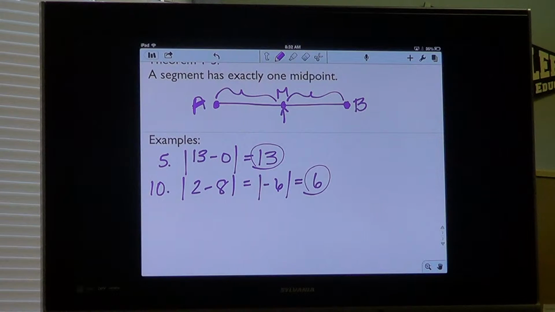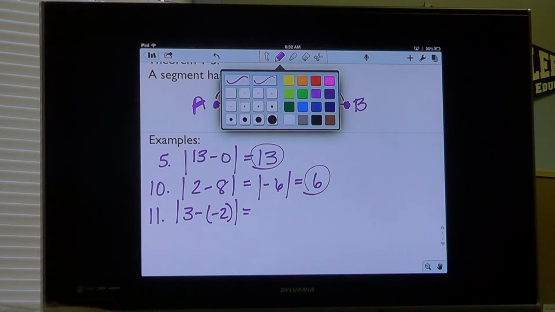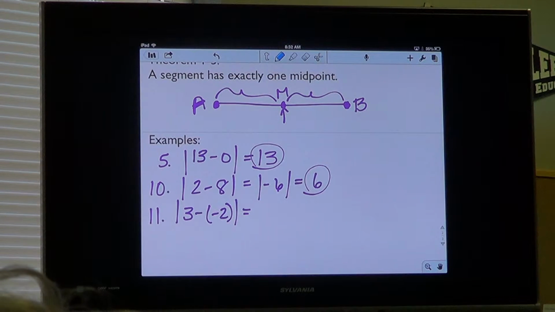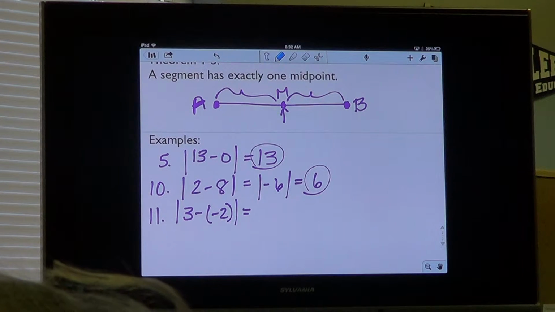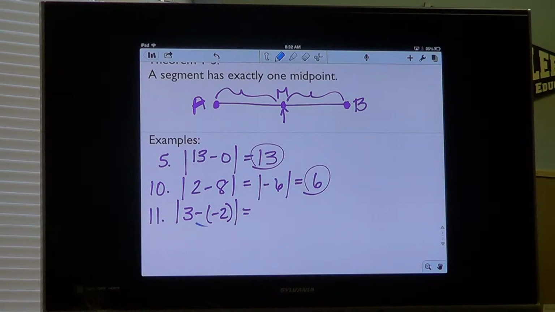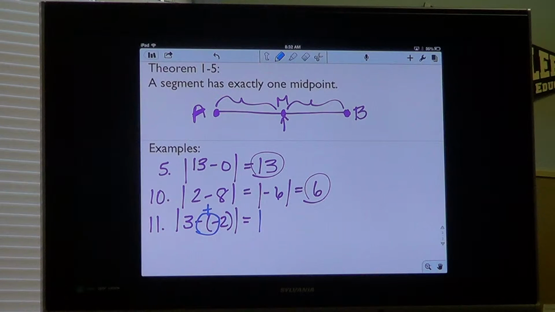Okay, and so let's look at 11 and 12. 11 says the absolute value of 3 minus negative 2. Okay, good. So how did you guys learn the integer rules? How would you tell me how to do this? Hannah? I learned that if you're minusing a negative, then you take the two negatives and it makes addition. Okay. Alright, if you have two negatives in a row, it changes it to add. Good, so that would be the absolute value of 5, which is 5.